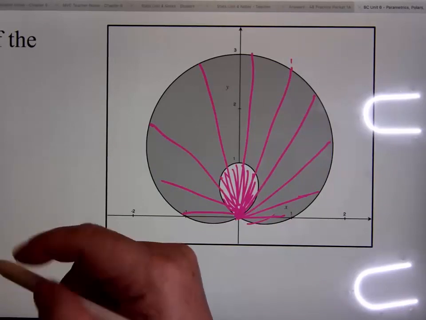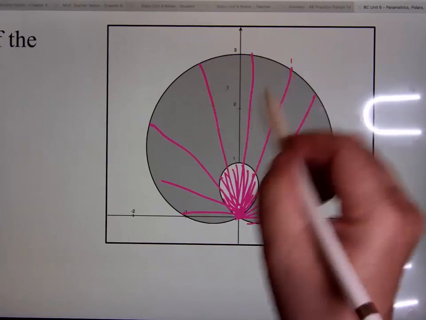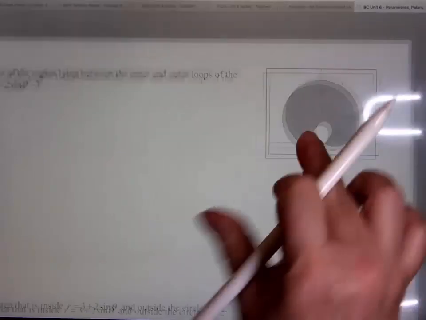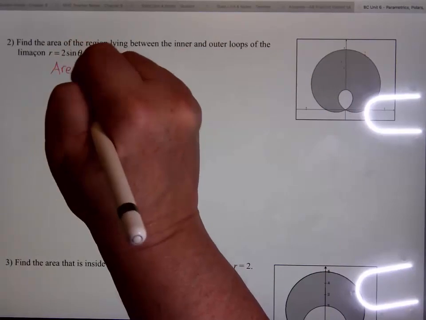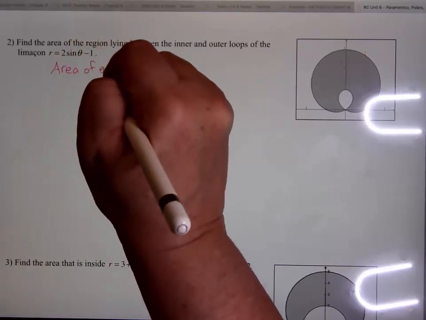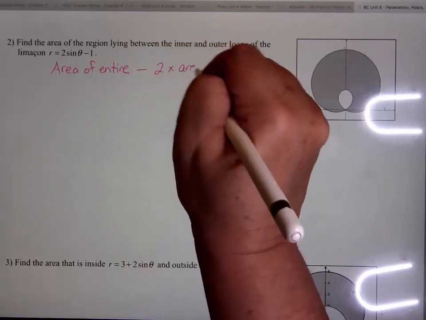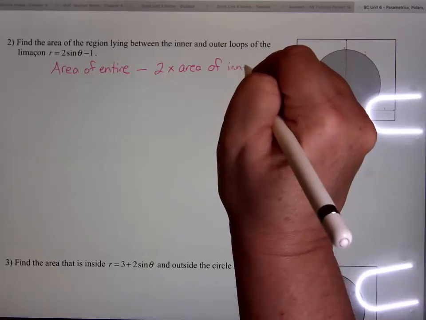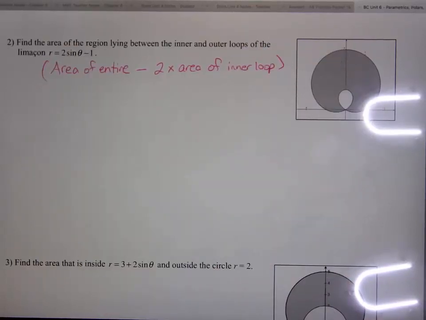Okay? So, let me erase this. Hello, wake up. There we go. So I'm going to write that in notes to myself. It is the area of the entire region minus 2 times the area of the inner loop. So that's basically what I've come up with for this graph. I'm going to do the area of the whole thing, 0 to 2 pi all the way around, minus double the area of the inner loop.